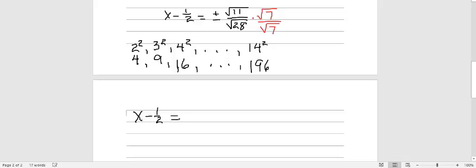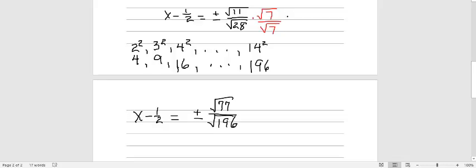So on the left, I still have x minus 1/2. Now on the right, I have plus or minus square root of 11 times square root of 7. The product rule for radicals tells me that's the square root of 77. The square root of 28 times the square root of 7 is in the denominator, and the product property of radicals tells me that's the square root of 196.